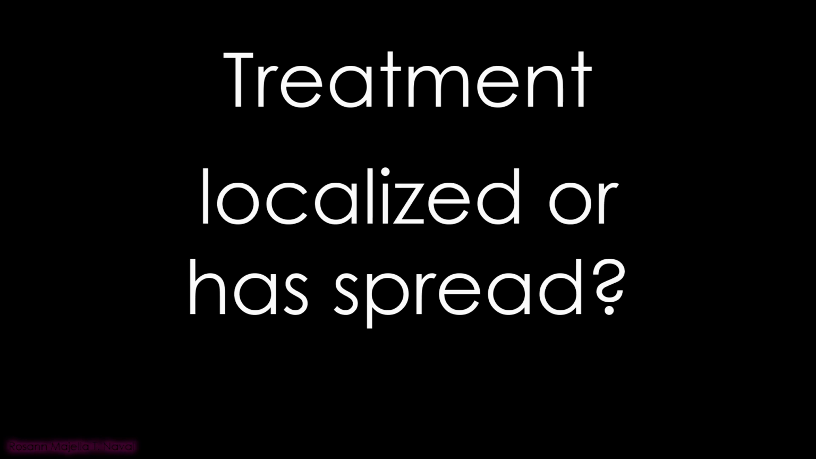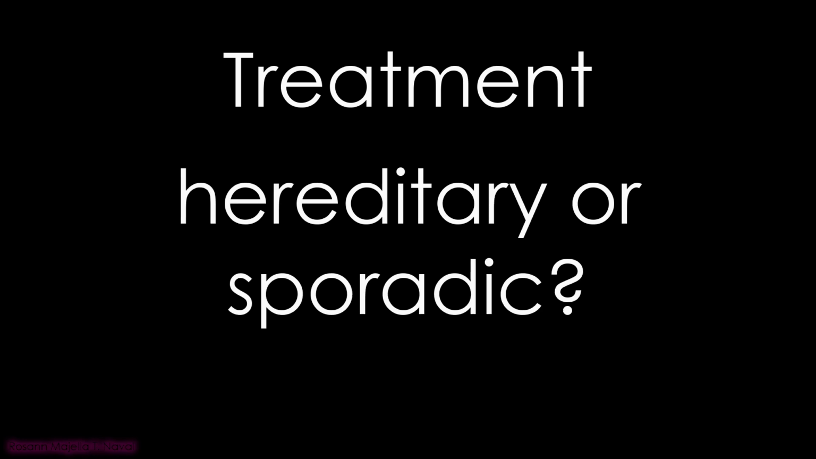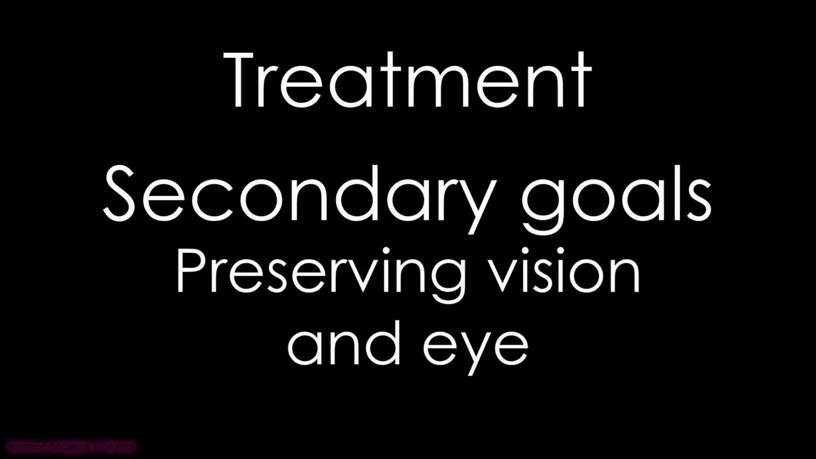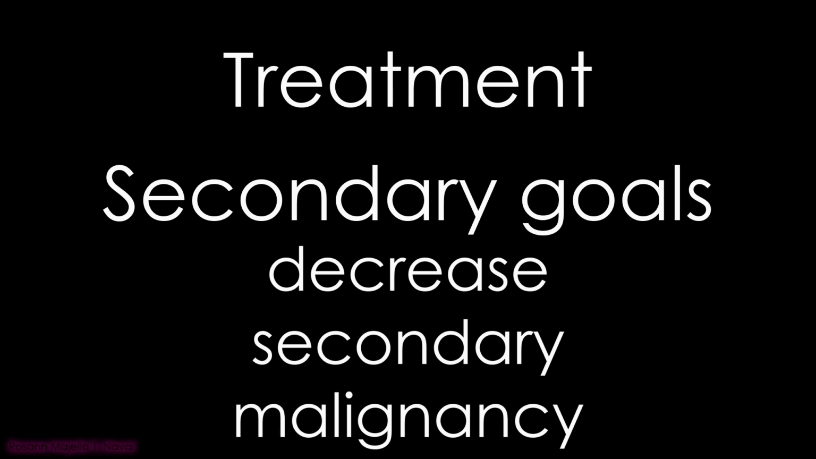Treatment depends on the size and location of the tumors, whether the disease is localized to the eye or has spread either to the brain or to the rest of the body, and whether the child has hereditary or sporadic disease. The primary goal of treatment is always cure. The secondary goals include preserving vision and the eye itself, and decreasing the risk of late side effects, mainly secondary malignancy. Most unilateral disease presents with a solitary large tumor. Enucleation is performed if useful vision cannot be salvaged.